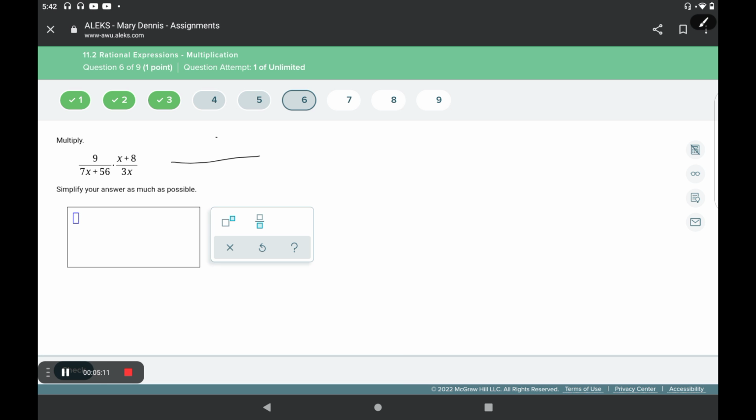So I'm going to leave my 9 on top. There's nothing to factor out of that because there's only one term. But on the bottom, I can factor out a 7. So it would give me x, and then 56 divided by 7 would be 8. So x plus 8, times x plus 8 on top. Since that's the only thing on the top of that fraction, I can just put it in parentheses to make my brain process it easier. And then on bottom, I'll just leave my 3x.